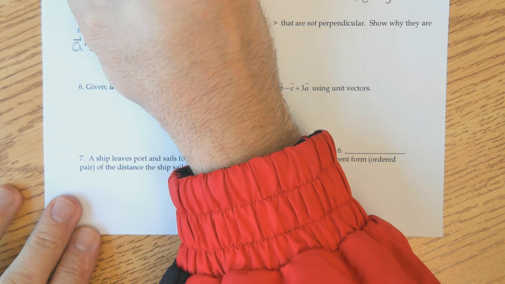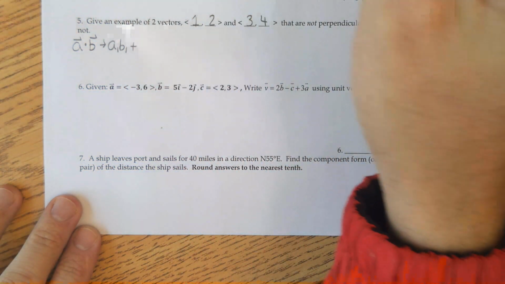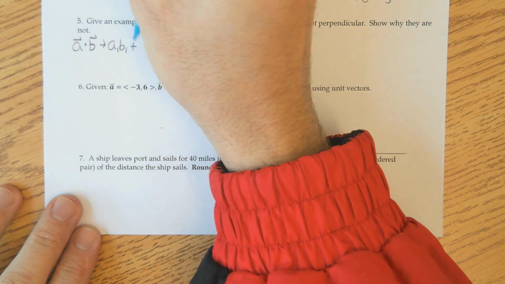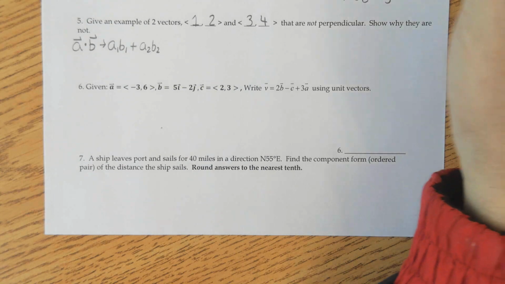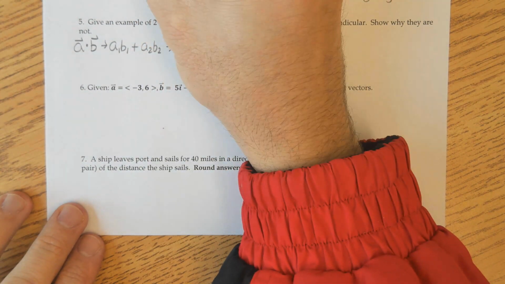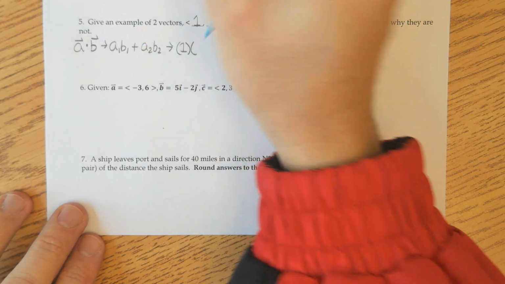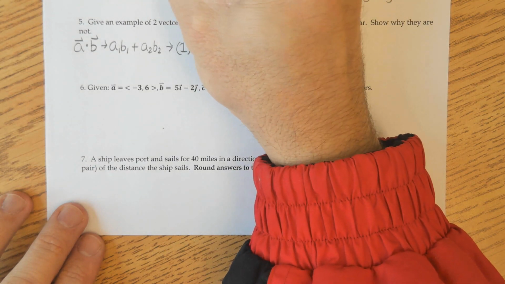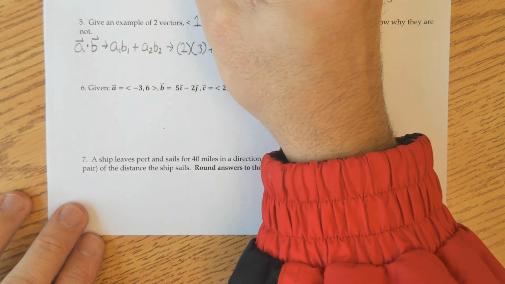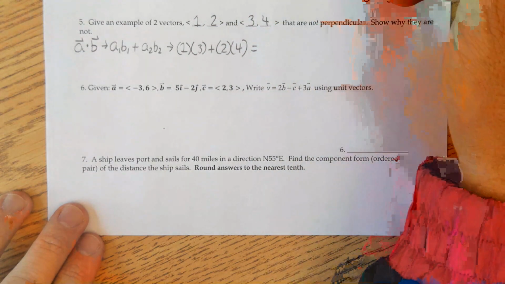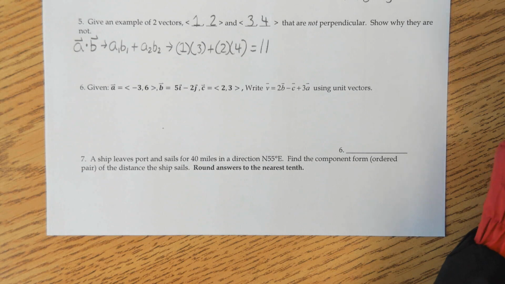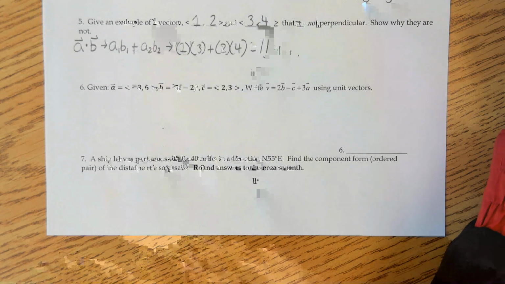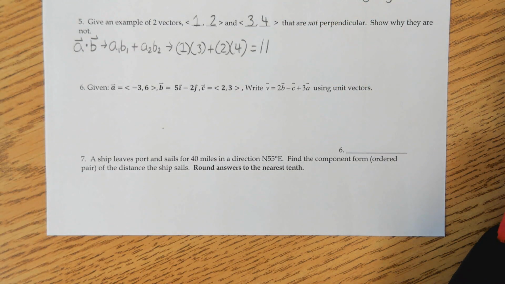It's just A1, B1 plus A2, B2, right? And so when we do that, we're going to get 1 times 3 plus 2 times 4, and that is going to give you what? 3 plus 8, or 11. And so therefore, they are not perpendicular because we did not get 0 for the dot product.